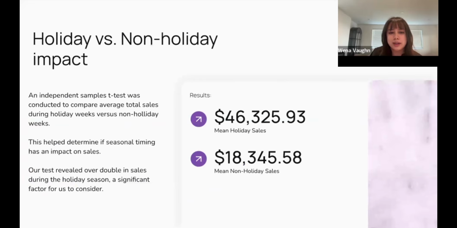Holiday versus non-holiday. To determine whether seasonal timing impacts revenue, we conducted an independent sample t-test. Dependent variable was total sales, grouping variable was holiday indicator, and mean holiday sales was $46,325.93. Mean non-holiday sales was $18,345.58. The difference was statistically significant with P being less than 0.001. This satisfies the project requirement for at least one t-test. So in conclusion, holidays are a major revenue driver.